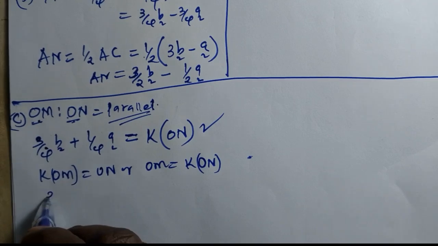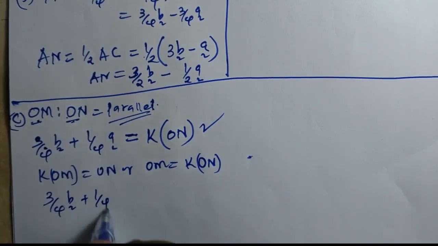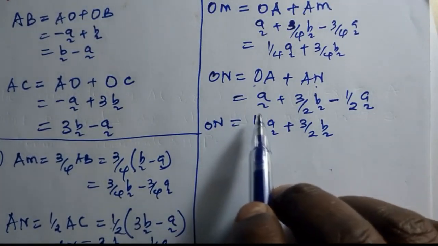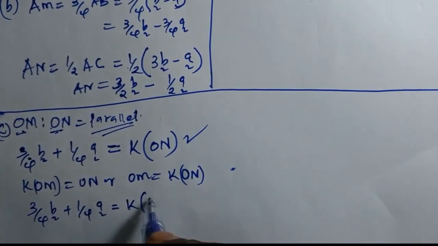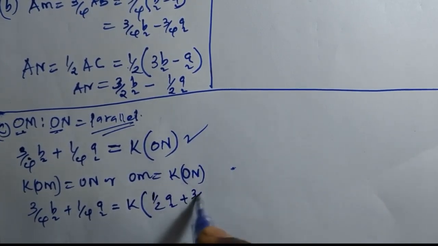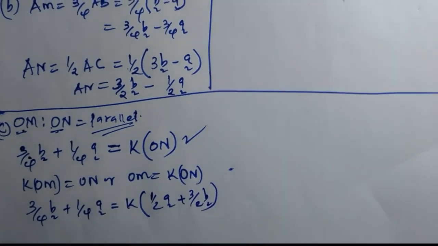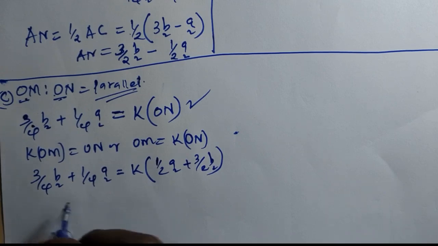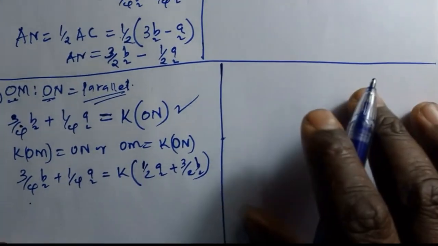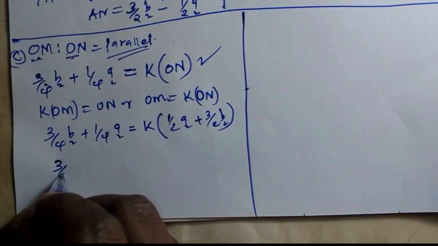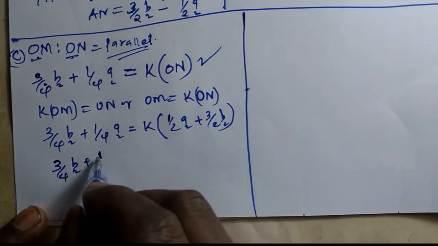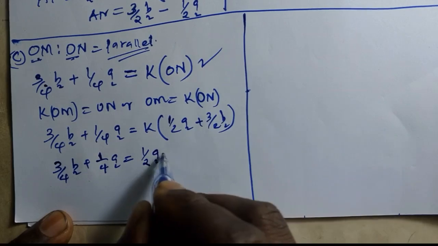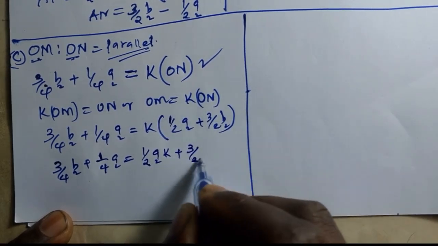So 3 over 4 vector B plus 1 over 4 vector A is equal to k ON. Our ON is here, you write it: a half A plus 3 over 2B. Now 3 over 4 vector B plus 1 over 4 A is equal to, let us open this one, we will have a half Ak plus 3 over 2Bk.